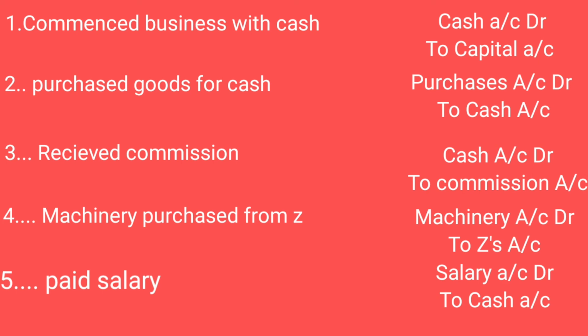Third transaction, received commission rupees 200. Here, cash account debtor to commission account. Fourth transaction, machinery purchased from Z. Journal entry, machinery account debtor to Z's account. The fifth one, paid salary. Salary account debtor to cash account.